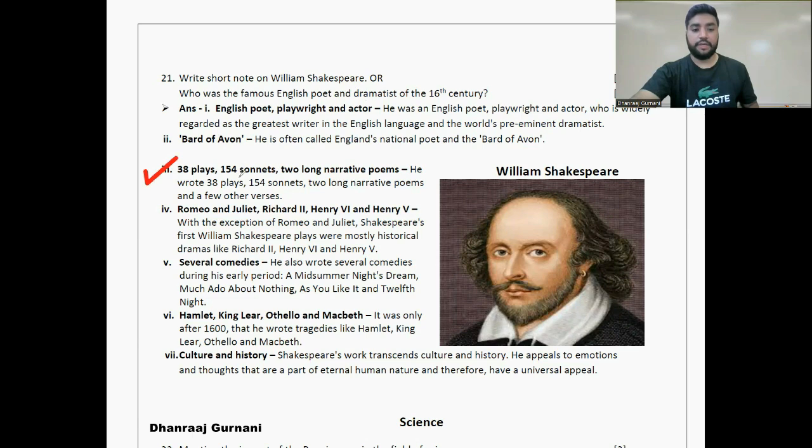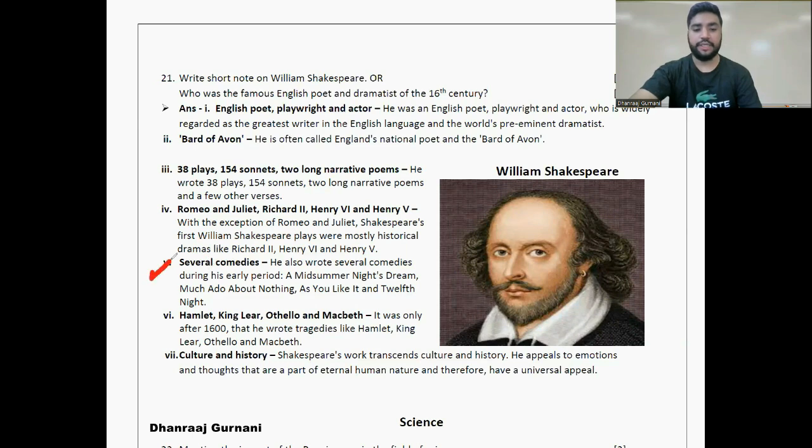38 plays, 154 sonnets, 2 long narrative poems, and a few other verses were his works in total. With the exception of Romeo and Juliet, Shakespeare's plays were mostly historical dramas. Richard II, Henry IV, Henry V, they were all historical dramas. Romeo and Juliet was not a historical drama.